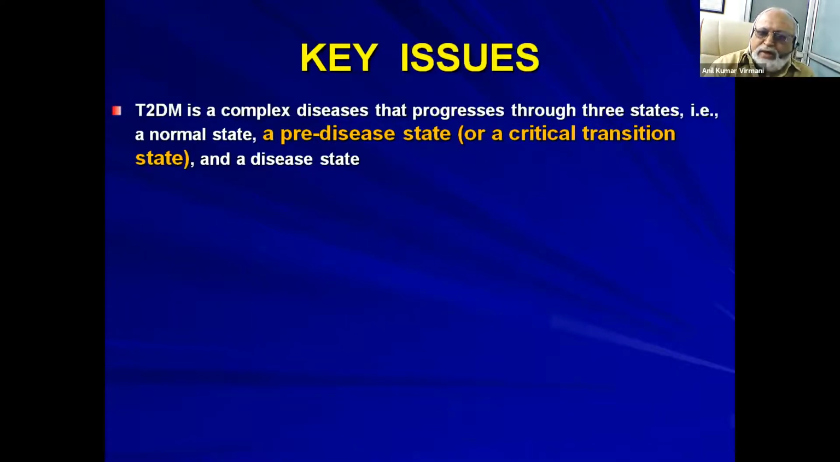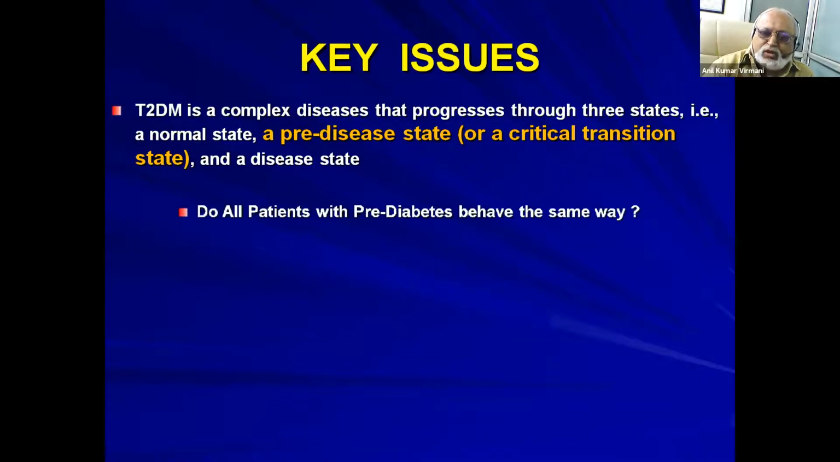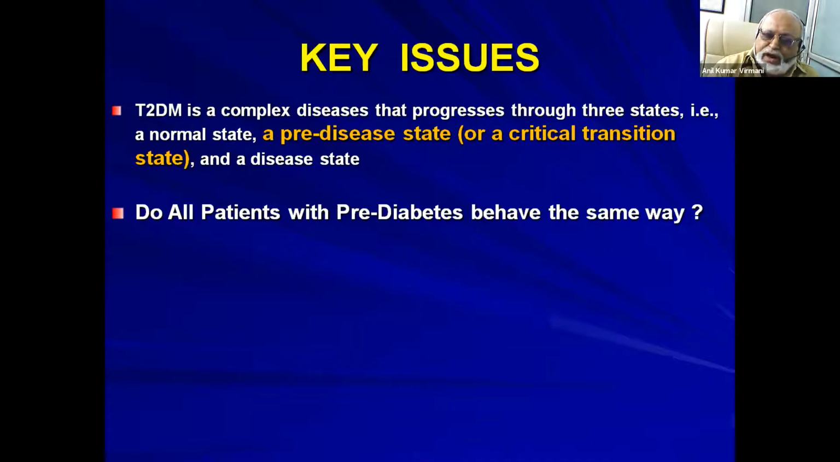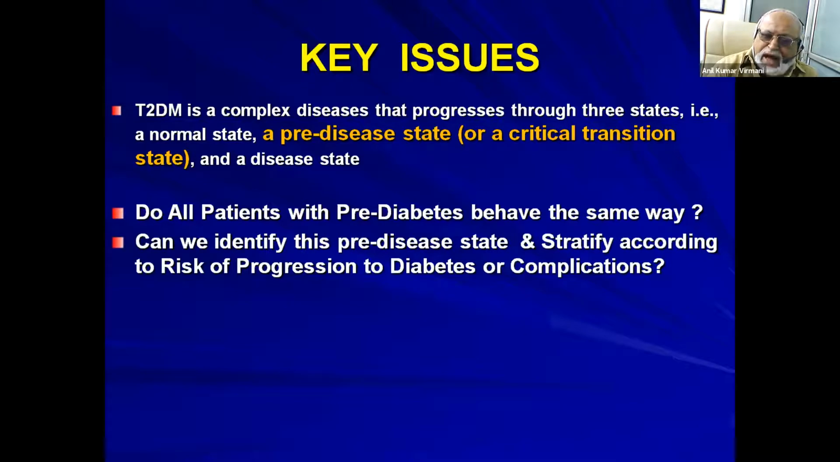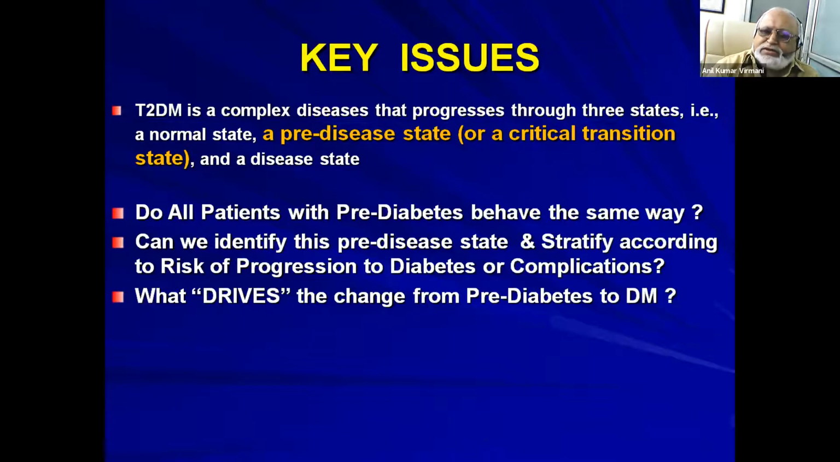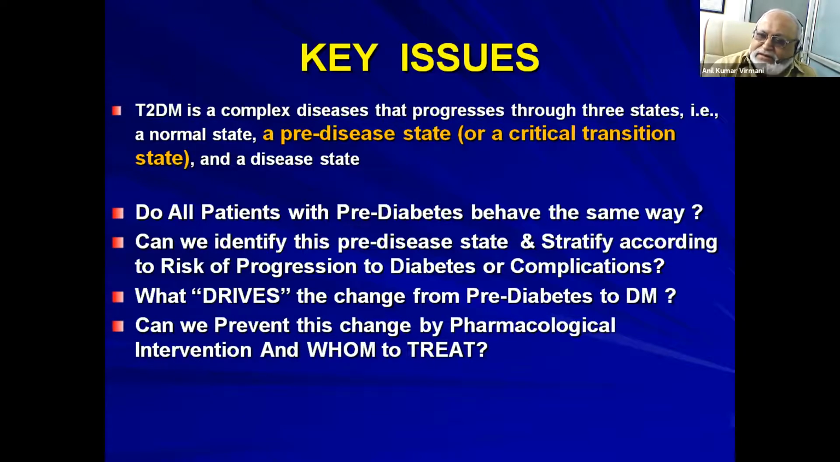Now, we all know that type 2 diabetes is a complex disease that progresses through 3 states, that is a normal state, a pre-disease state or a critical state, and a disease state. The key issues that I'm going to discuss today are, do all patients with pre-diabetes behave the same way? Can we identify this pre-disease state and stratify according to the risk of progression to diabetes or its complications? What drives the change from pre-diabetes to diabetes? Why is it that some patients with pre-diabetes go on to develop diabetes while some revert to normal and some stay back in that particular state? Can we prevent this change by pharmacological intervention, and whom to treat?